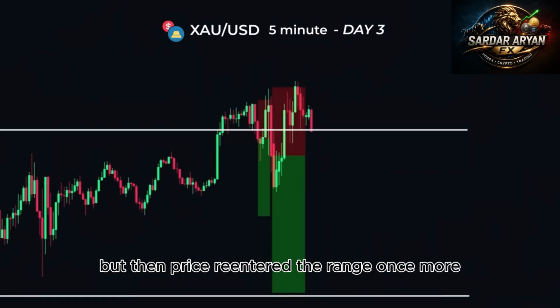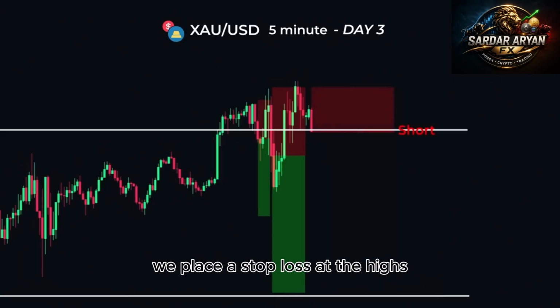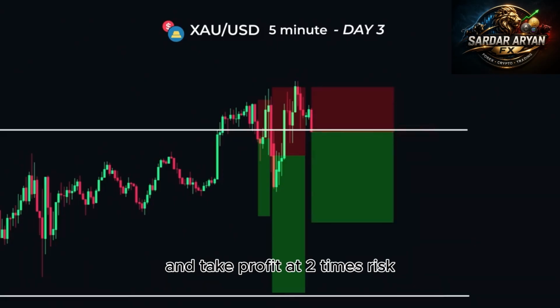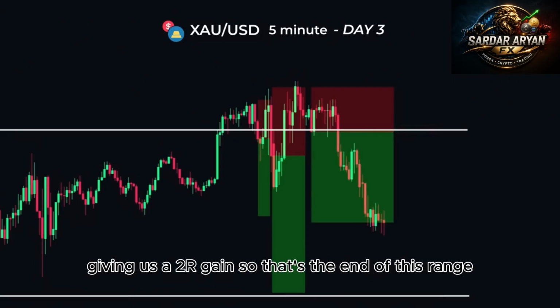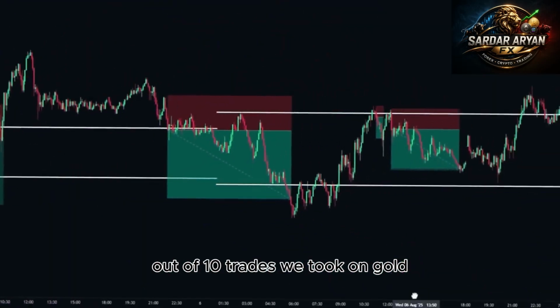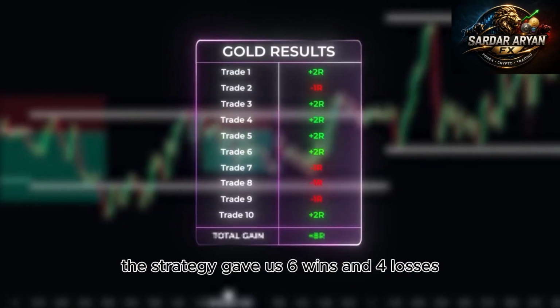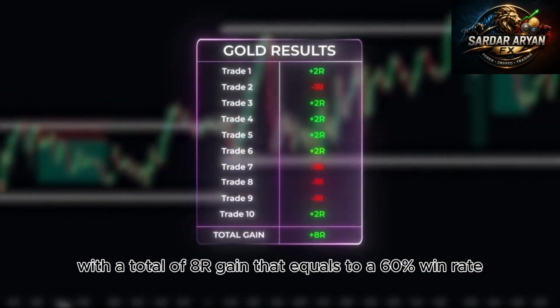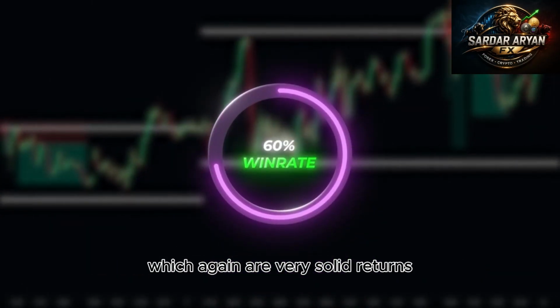But then, price re-entered the range once more, so that's another short entry. We place a stop loss at the highs and take profit at 2 times risk. This time, price hits the target, giving us a 2R gain. So that's the end of this range. Now, let's see the final results. Out of 10 trades we took on gold, the strategy gave us 6 wins and 4 losses, with a total of 8R gain. That equals a 60% win rate, which again, are very solid returns.